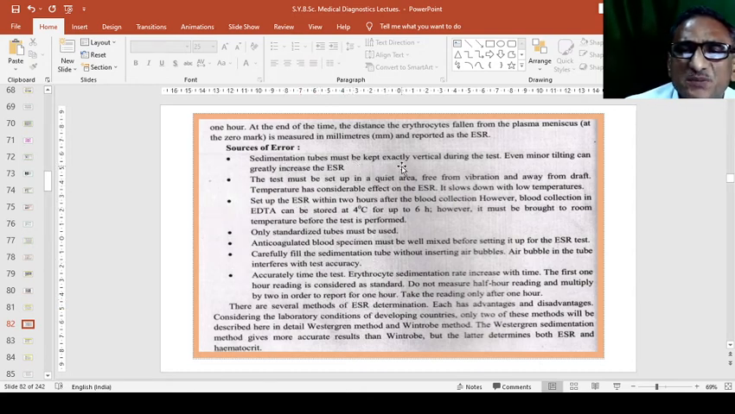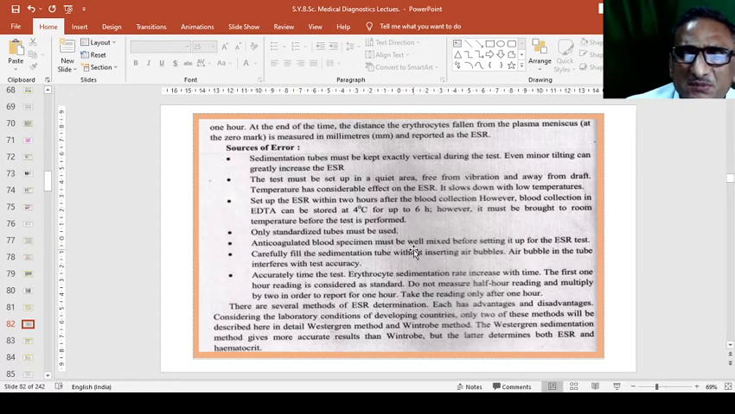The sedimentation tube must be kept exactly vertical. If you keep it slanting or tilting, it will increase the ESR. The test must be set up in a quiet area. Set up the ESR within 2 hours after the blood collection. Then only a standardized tube must be used.